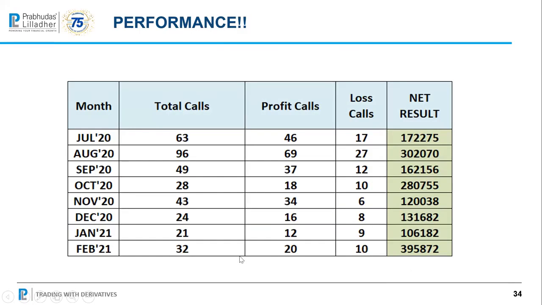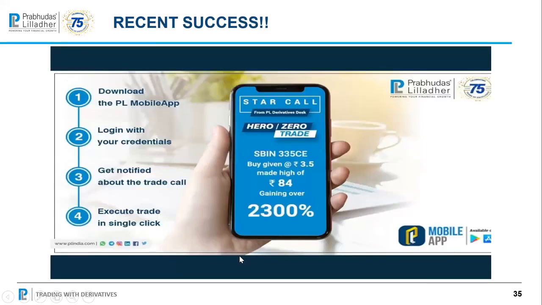So this is just performance. Like I was saying, my recent success, a Hero Zero trade. This is what I gave at the start of the series on 29 Jan: SBI 335 call. SBI was trading at 285 to 290 at that time. I gave an OTM option at 335. It was given at only 3 rupees and 50 paise.